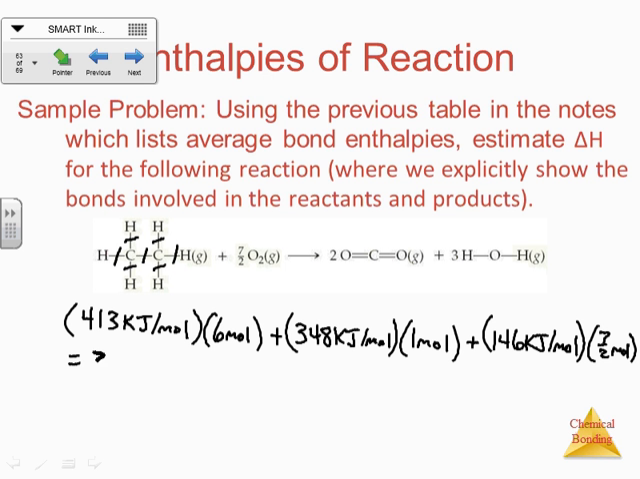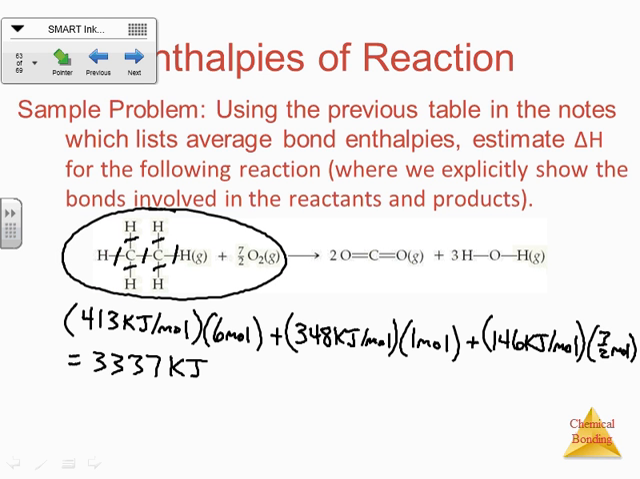Okay, so I'm getting 3,337 kilojoules, okay? So for us to break all the bonds in the reactants, it would take 3,337 kilojoules. Now what we can figure out is how much energy gets released in the products here. And so we kind of have to go about this a little bit strangely because we don't have any bond formation numbers. We just have bond enthalpies, which is the energy it takes to break the bonds.